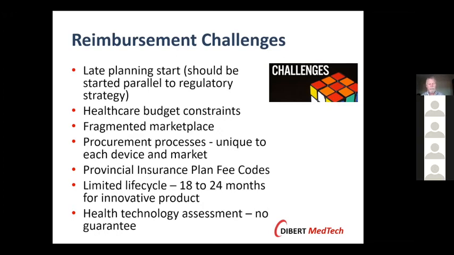And then life cycles of medical devices are usually shorter, especially for innovative technologies. 18 to 24 months is all you really have. And at the HTA, there's no guarantee. Ontario, OTAC could say, yeah, we recommend this be publicly funded, but that doesn't mean it's going to be.